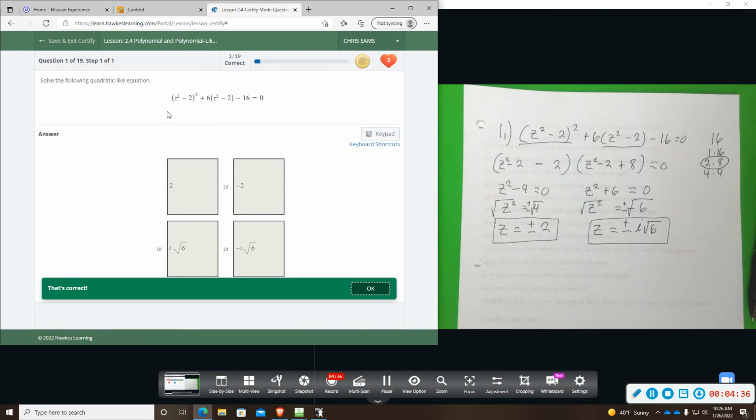Okay, you don't have to FOIL that out. I think it's going to make it worse, or more work for you, if you try to FOIL that out and do it. It's recommended that you do it as a quadratic.